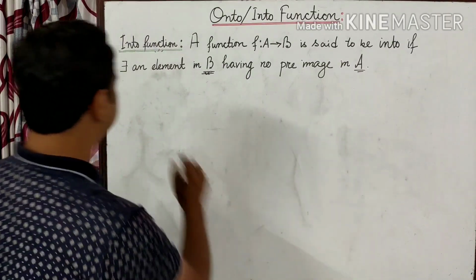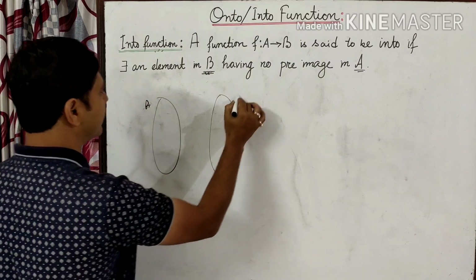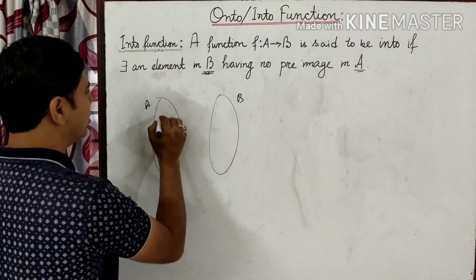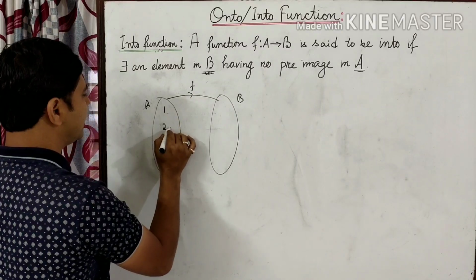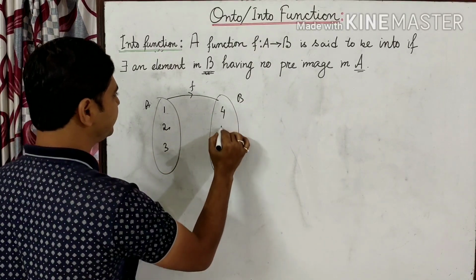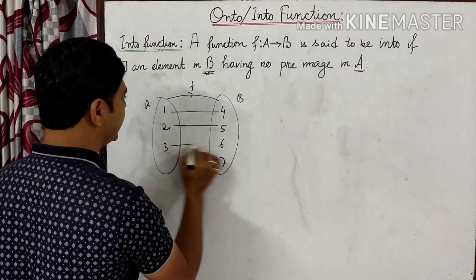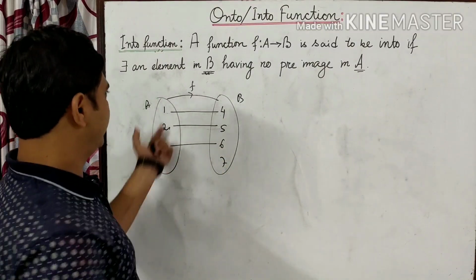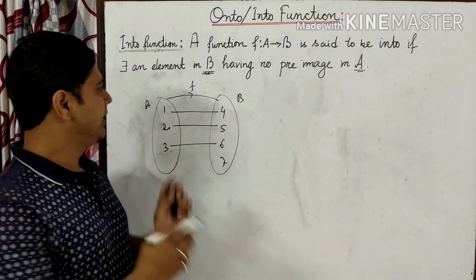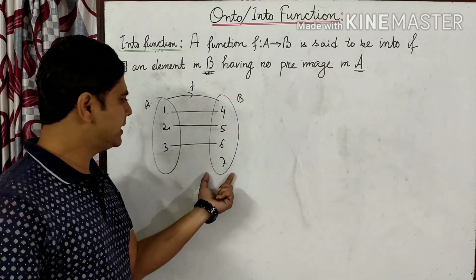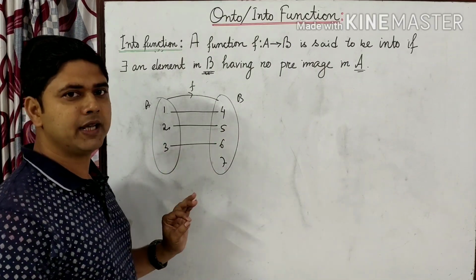Now if we consider an example like that, A and B are two non-empty sets mapped by the function f. These are the elements. Every element of set A is related with what? A unique element of set B. In this example, there exists at least one element in set B which has no pre-image in set A.